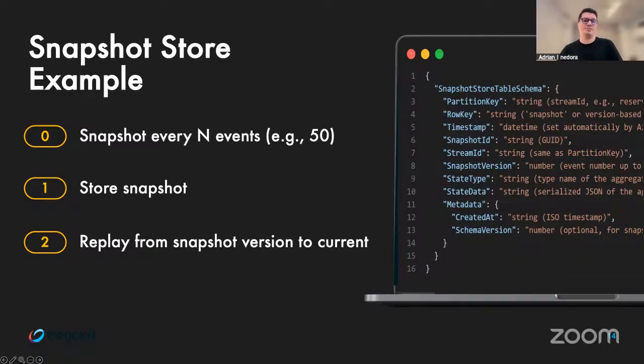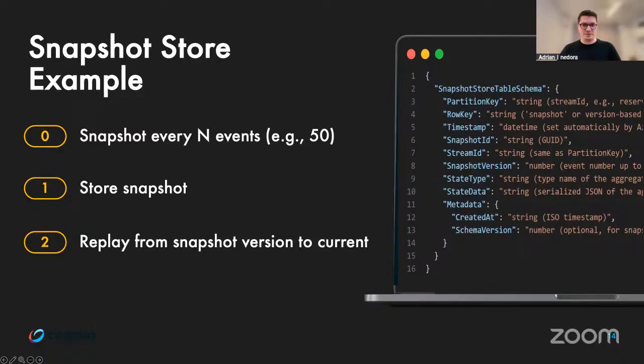This is to keep things efficient, especially for long-lived aggregates. Snapshots are just a performance optimization. Don't consider them a source of truth. Your source of truth will always be your event stream. This pattern is only used to decrease the number of calls that you make to your database, or the amount of data that you query from your database.